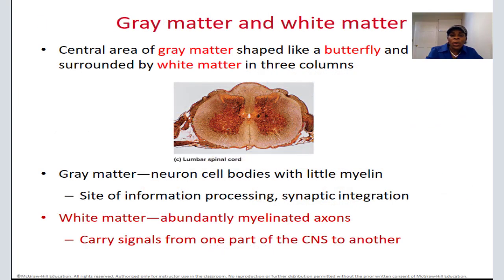The gray matter and white matter. If you look at this picture, you can see a gray area in the middle that looks like an H or a butterfly. That's called gray matter, surrounded by a white area called the white matter. The white matter is made of myelinated axons. It means the axons of neurons covered by myelin. And the gray matter is made of the cell bodies of those axons.